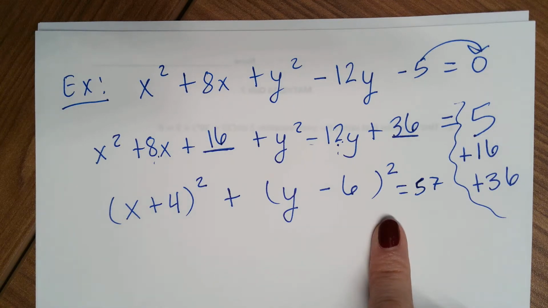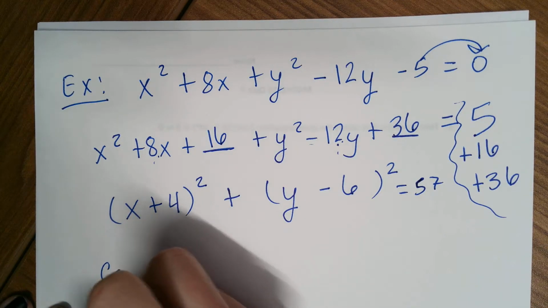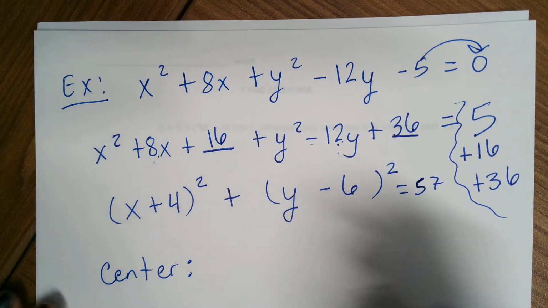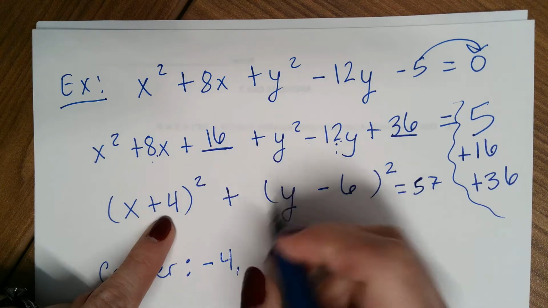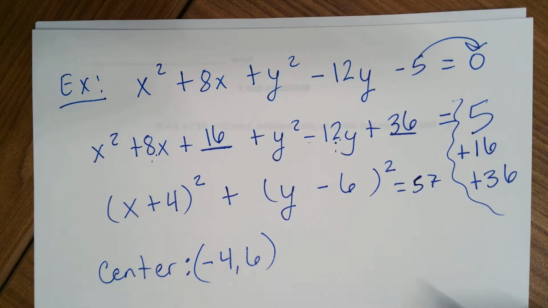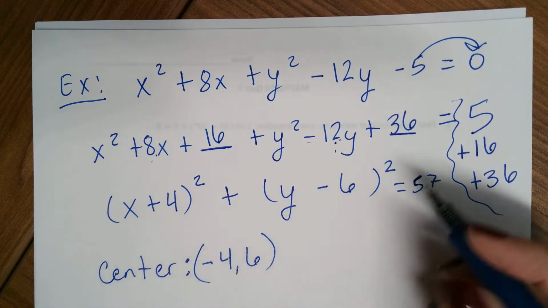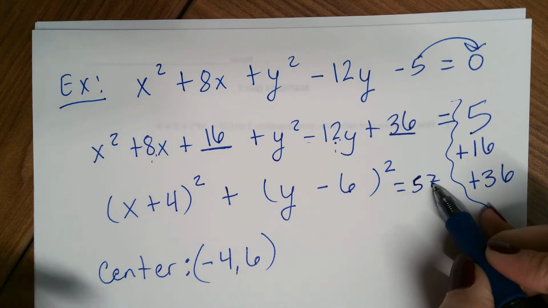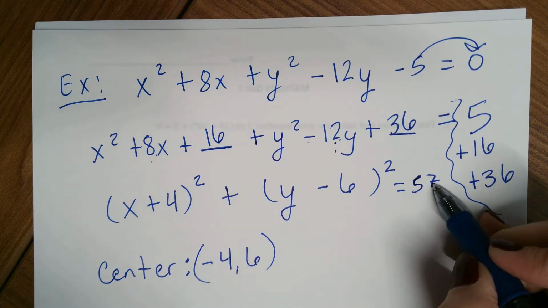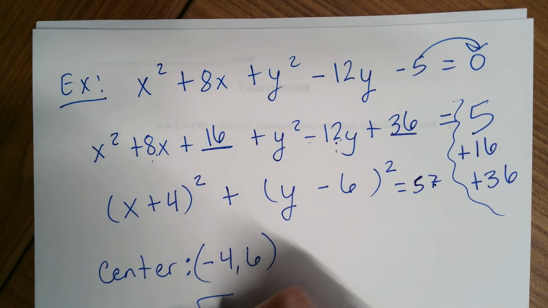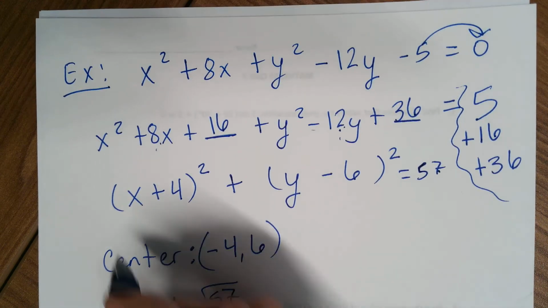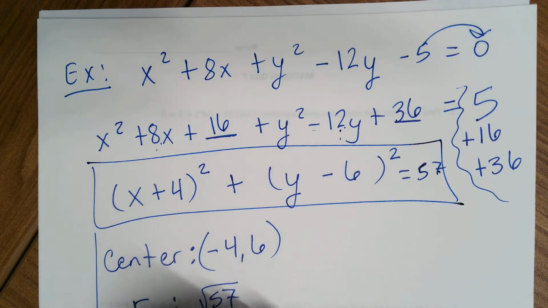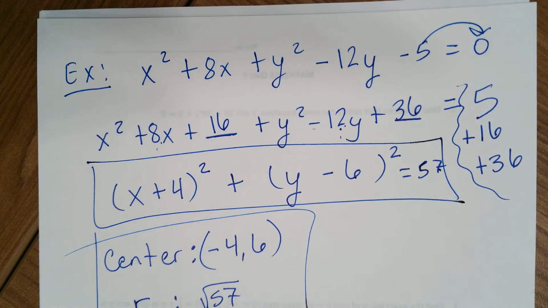So again, we can now pull out the center and the radius. The center is going to be the opposite of the numbers inside with x and y, so negative 4 and positive 6 give me my center. And the radius, inside the equation it's squared, so when I pull it out I need to take the square root. The square root of 57 is just the square root of 57. There's no simplifying it. So there it is in standard form, and there's all of our important information. So there we go, completing the square to write the circle in standard form.